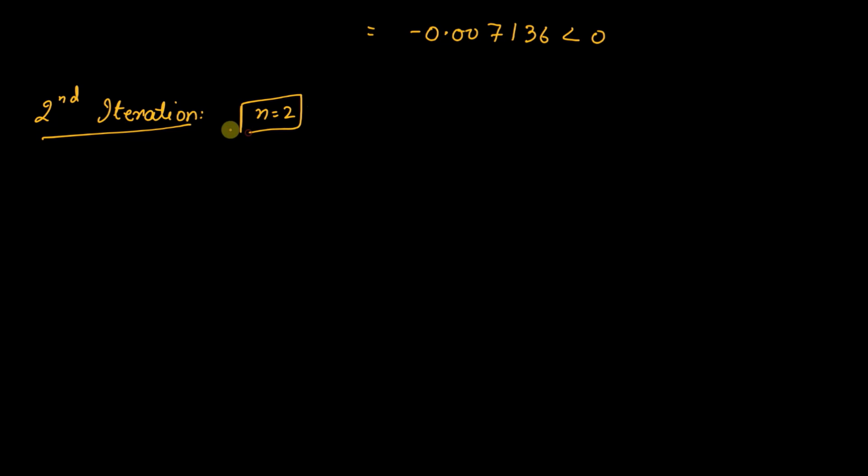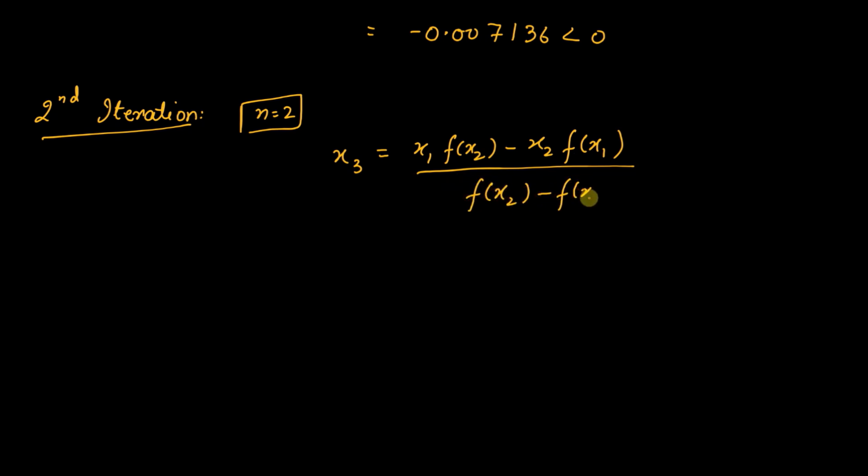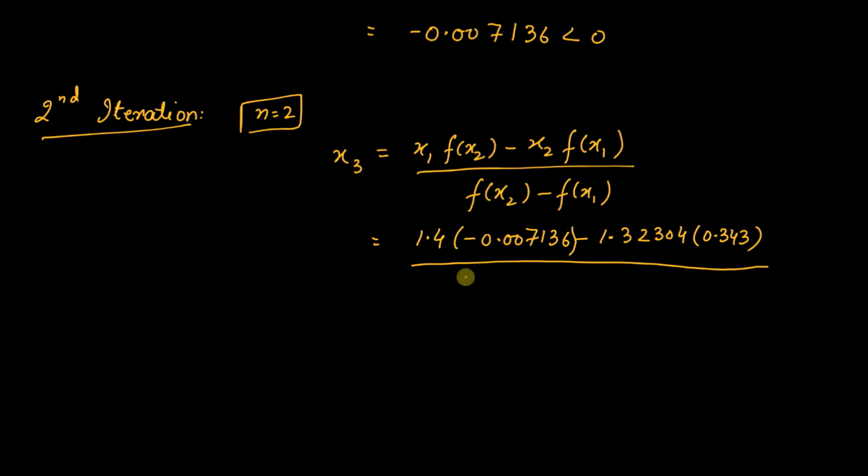Here we have n is equals to 2, and the customized formula is x3, that is equals to (x1 f of x2 minus x2 f of x1) divided by (f of x2 minus f of x1). So we need to substitute the value. The x1 is equals to 1.4. We have negative 0.007136 minus x2, we have 1.32304, and f of x1 is 0.343. In the denominator part, we have negative 0.007136 and minus 0.343.